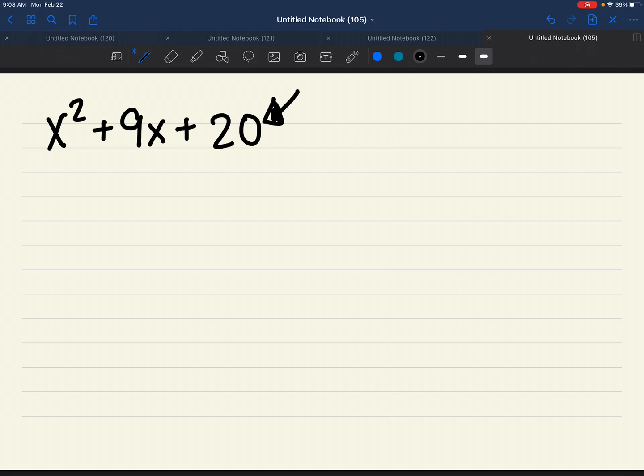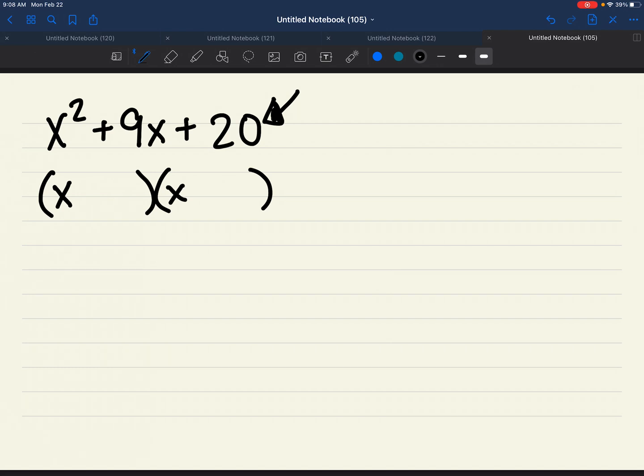So, does anyone remember what our problem looked like when this was your answer? Does anyone remember how the problem started? What gave you 3 terms? When we used FOIL, it was like 2 sets of parentheses. Yes, so that's what we're looking for, okay? We're going back to 2 binomials, right?